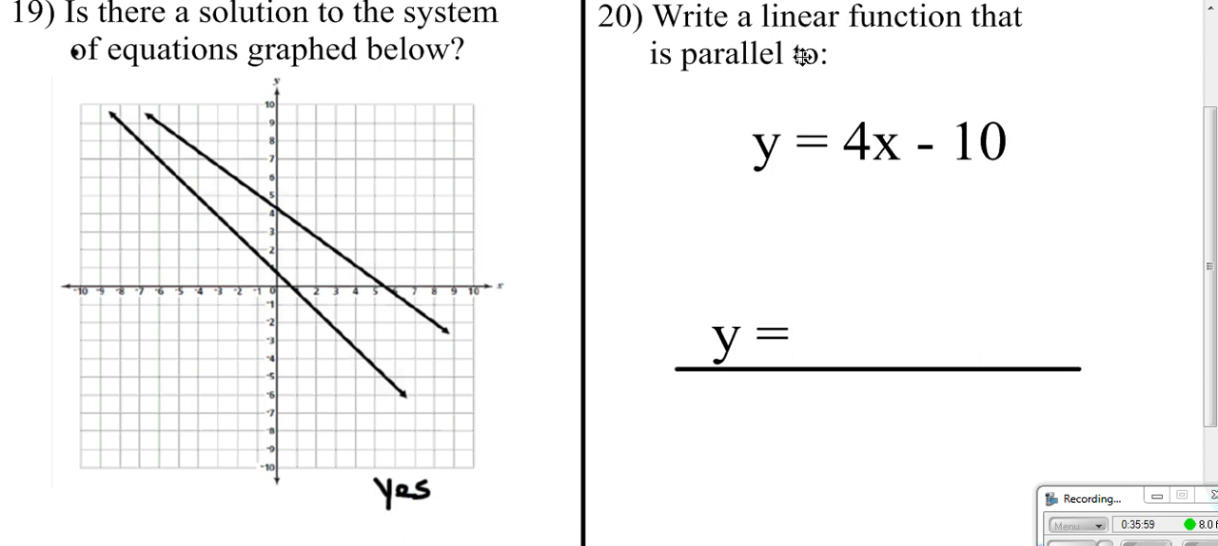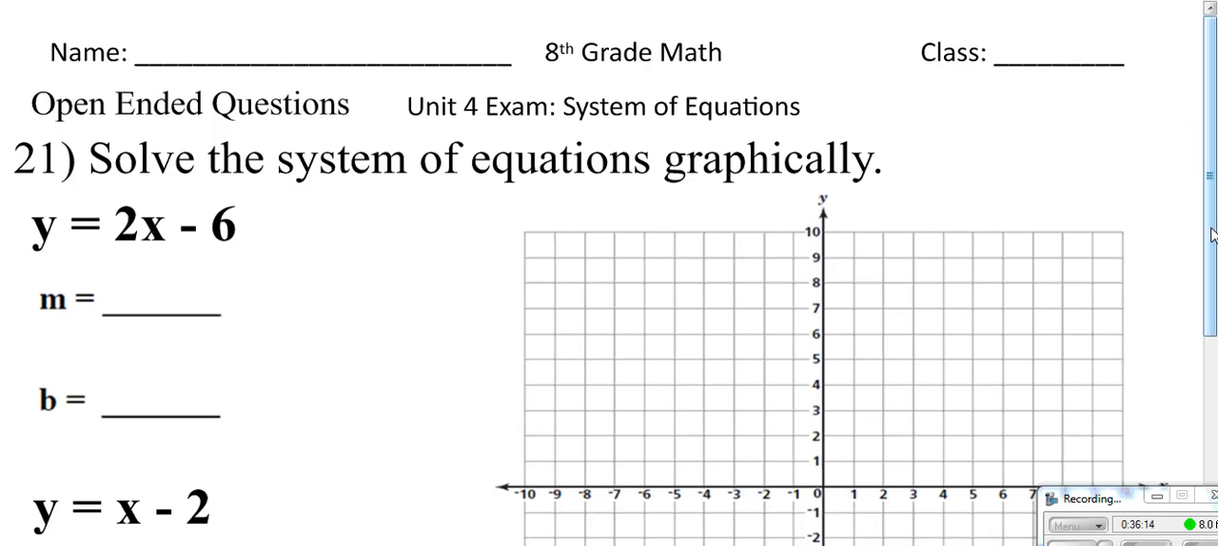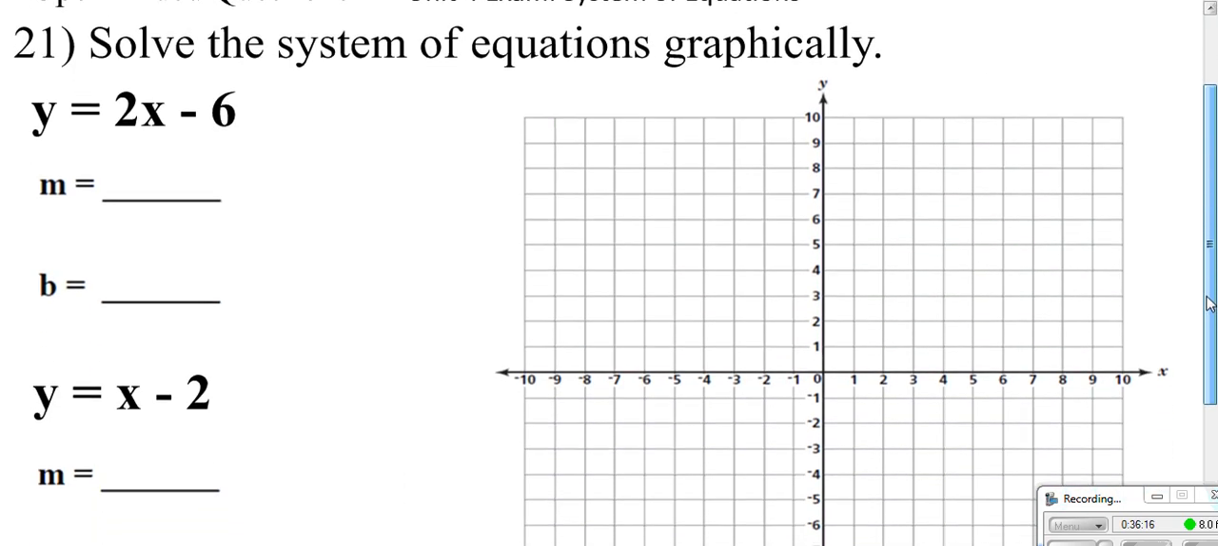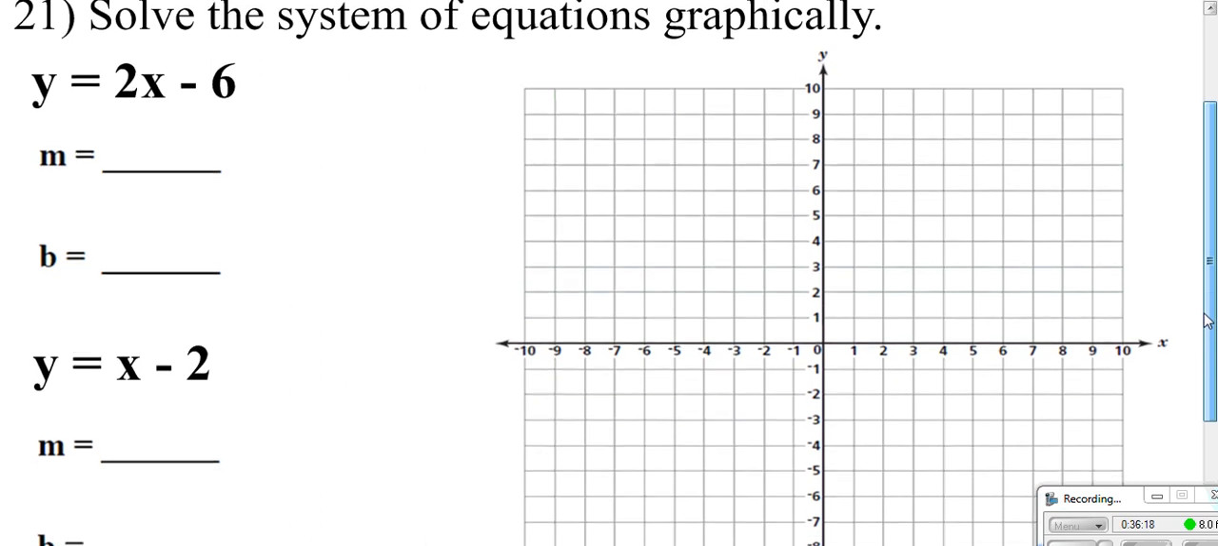Write a linear function that is parallel to this one. It's anything with y equals 4x. Anything. You could just leave y equals 4x. But if you want to add some kind of y-intercept, that's fine. Remember, as long as they have the same slope, that'll be it. And that's good enough.